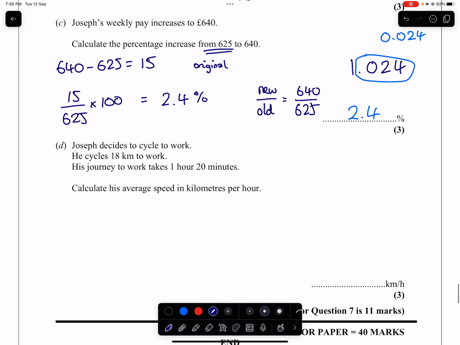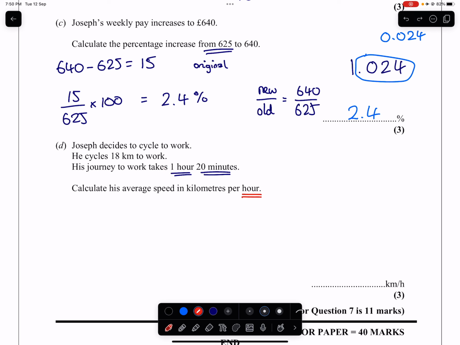Part D, Joseph decides to cycle to work. He cycles 18 kilometers to work and his journey takes 1 hour and 20 minutes. Calculate his average speed in kilometers per hour. So the fact that it asks for the average speed in kilometers per hour means that we can't use the 20 minutes in our calculations.